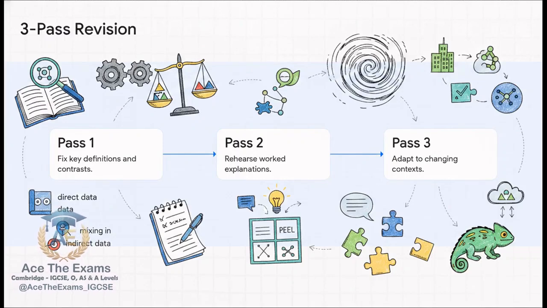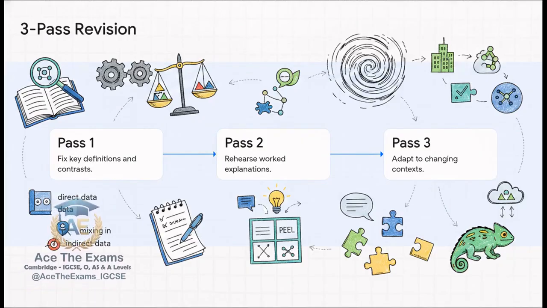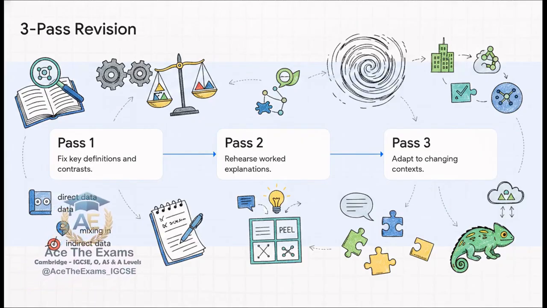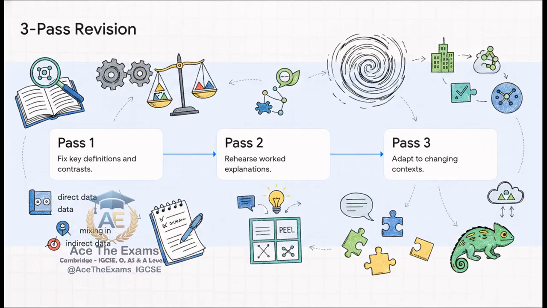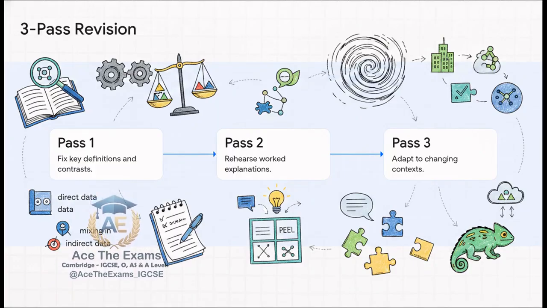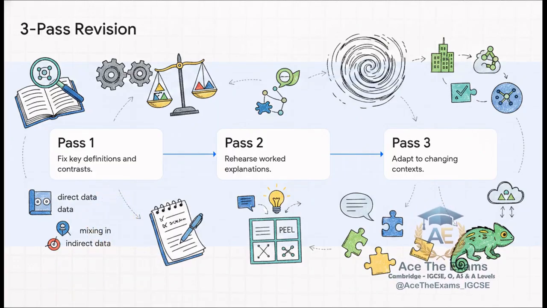You need to transform your passive reading into active, adaptable exam readiness. We do this using the 3-pass revision cycle. Pass 1, fix your key definitions and contrasts. Make sure you know exactly how direct data differs from indirect data. Pass 2, rehearse worked explanations and practical procedures. Actually write out the PEAL framework for specific examples.